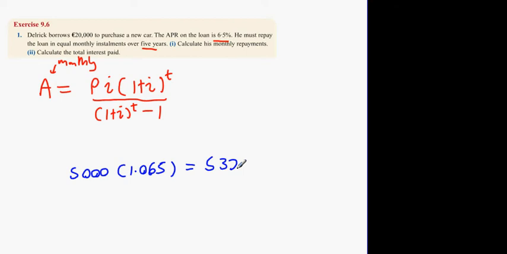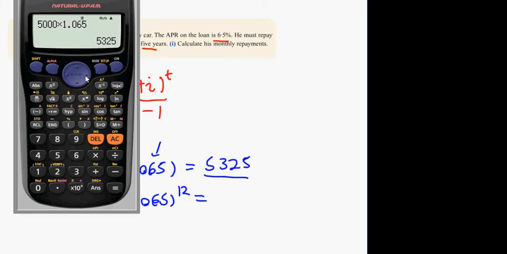Now, our problem here is that we have monthly installments. So if we did 5,000 multiplied by 1.065 to the power of 12, remember, this 1.065 represents a yearly amount. If we did that to the power of 12, we'd end up with a number that's too big, because that'd be the equivalent of 12 years, not 12 months.